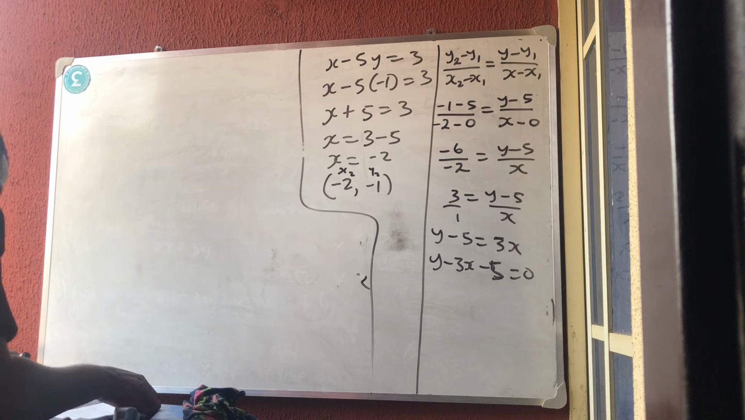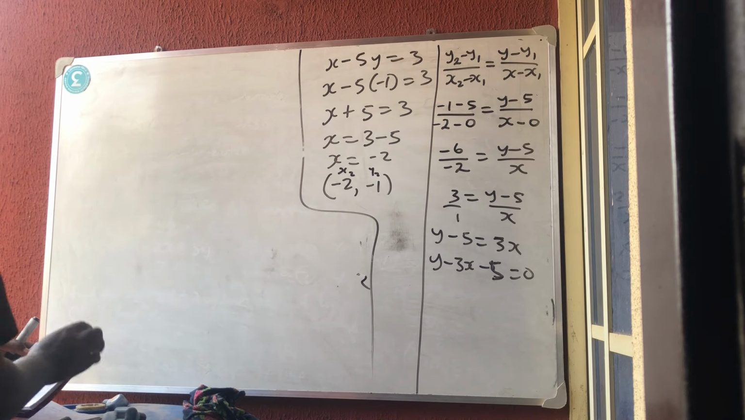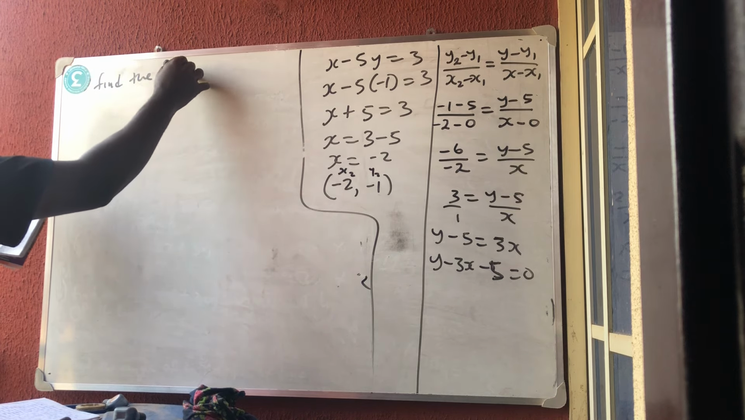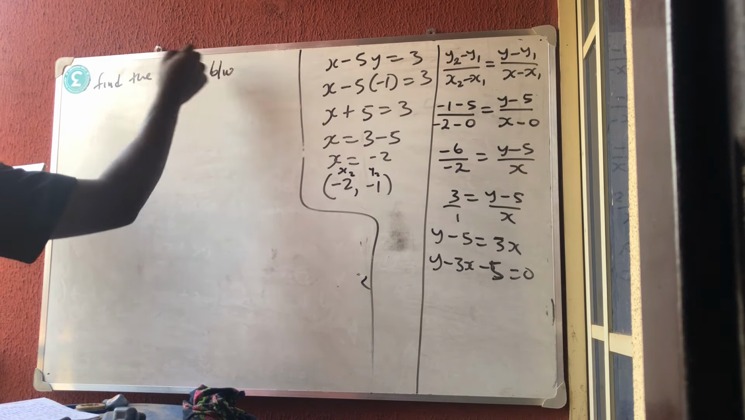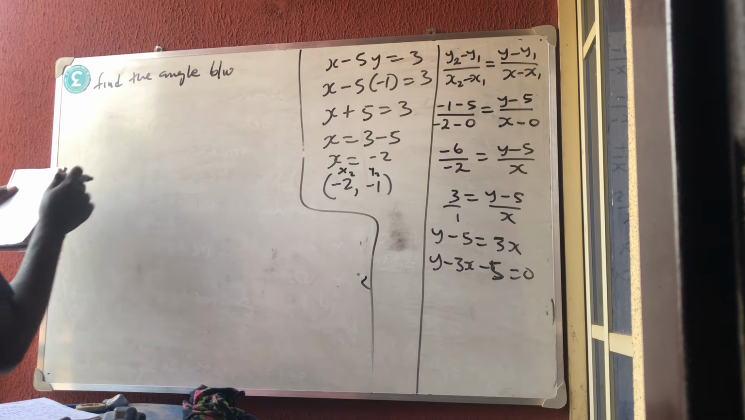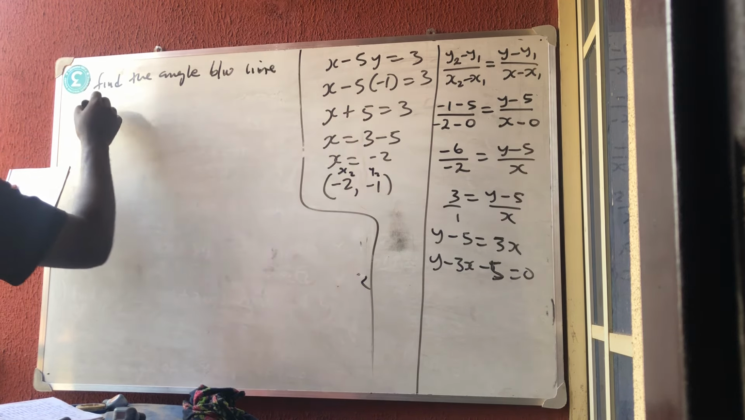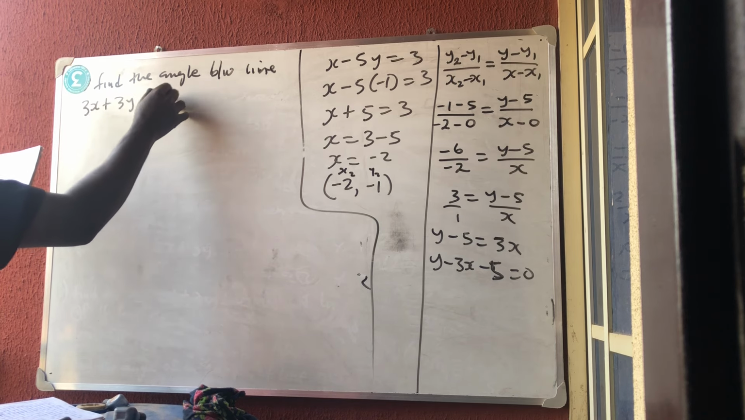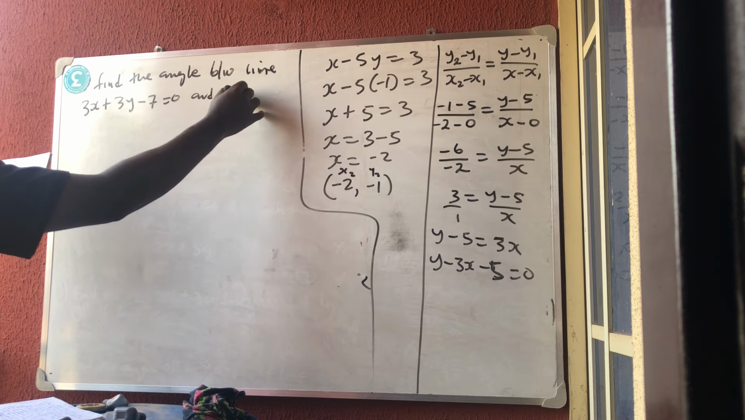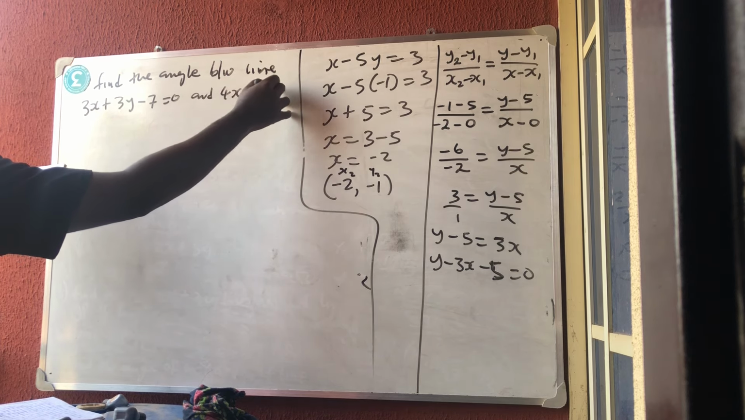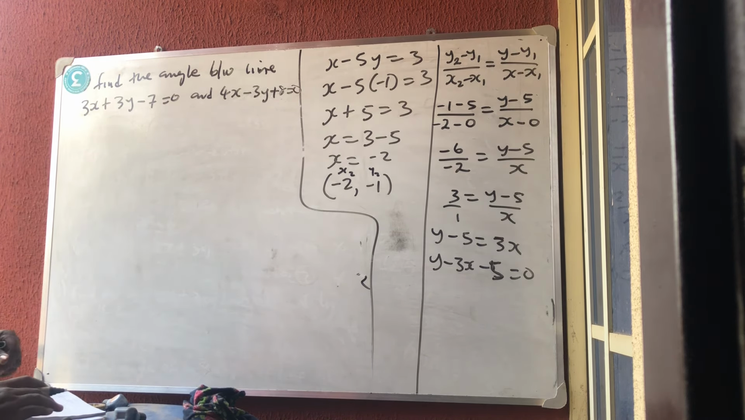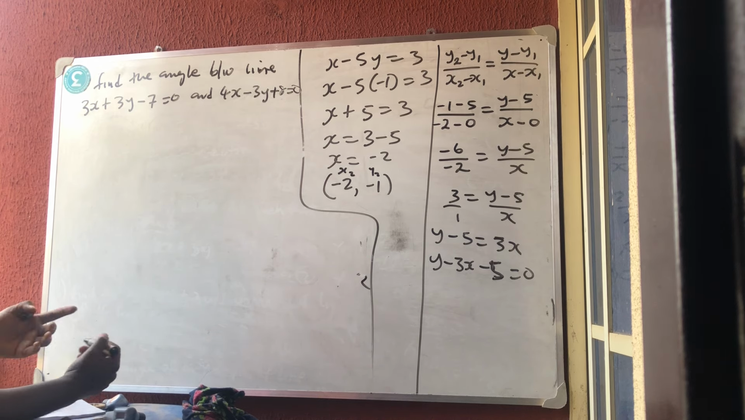The next question we're going to solve says find the angle between the lines 3x plus 3y minus 7 equal to 0 and 4x minus 3y plus 8 equal to 0. Okay, now to find the angle between any two intersecting lines, the first thing you must get is their slope.